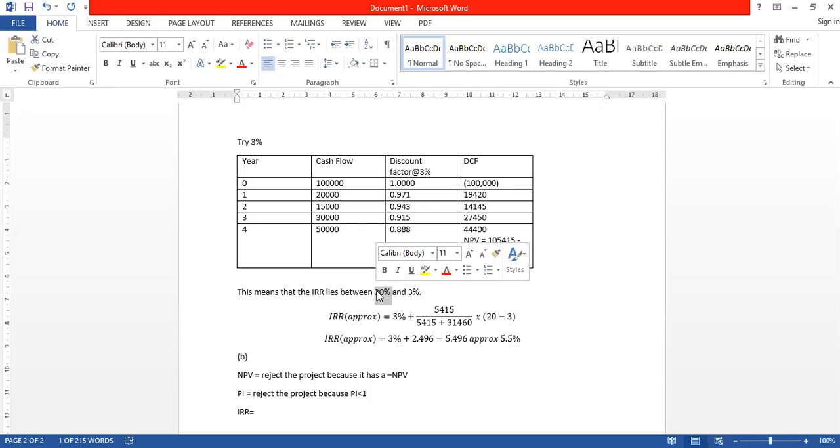If IRR is less than the hurdle rate, what do you do? You reject the project. That means the IRR could not cross the hurdle rate. It couldn't cross the hurdle rate. Remember, this IRR is like the return.